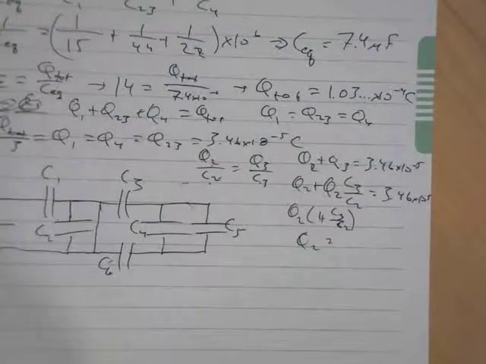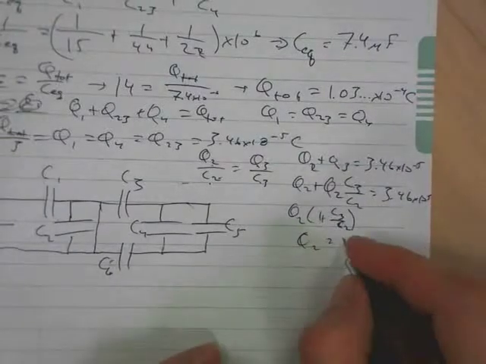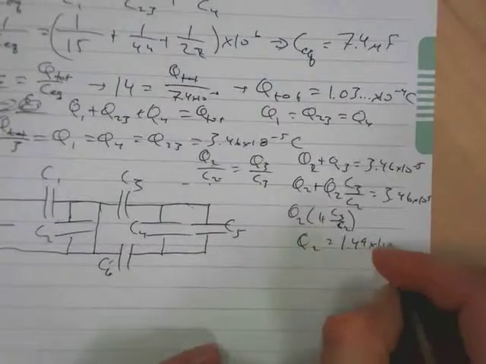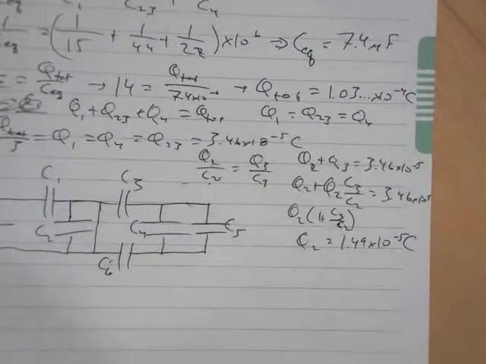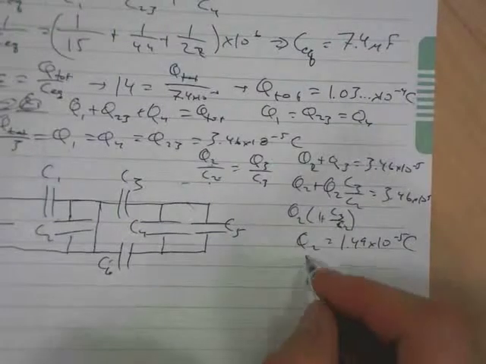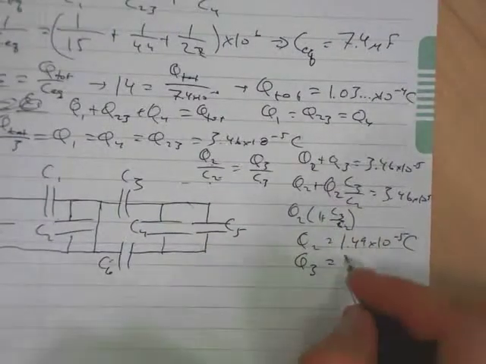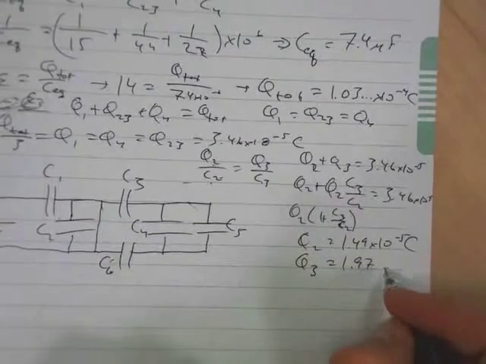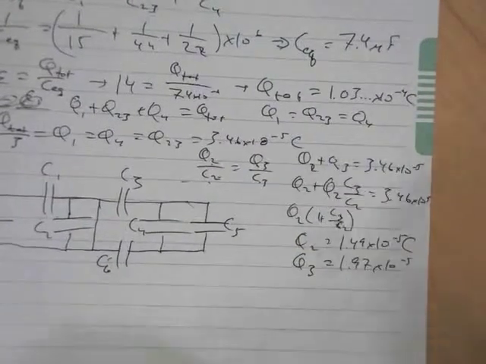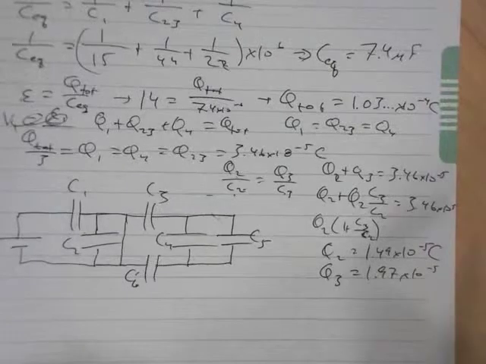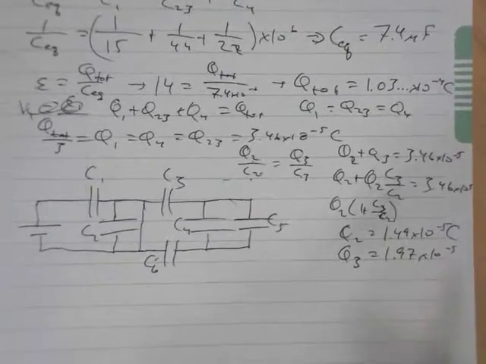C2 is 19, and so we know that Q2 is 1.49 times 10 to the minus fifth coulombs, and then we can subtract that from the original 3.46, which we know they both must have, to get that the other one has 1.96 times 10 to the minus fifth coulombs. So we can figure out what charge is on each of those capacitors.